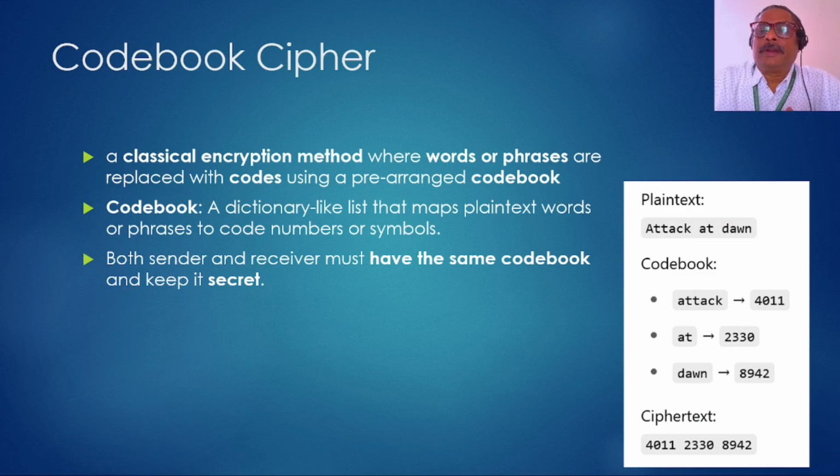For example, the plain text is attack at dawn. The codebook says attack means 4011, the code for at is 2330, and the code for dawn is 8942. Then the plain text attack at dawn will become the cipher text 4011 2330 8942. When the other end receives this cipher text, they look into the dictionary in the reverse way. First they look for what is 4011. 4011 means attack, then 2330 means at, then 8942 means dawn. So the original message was attack at dawn. That's how it is done.